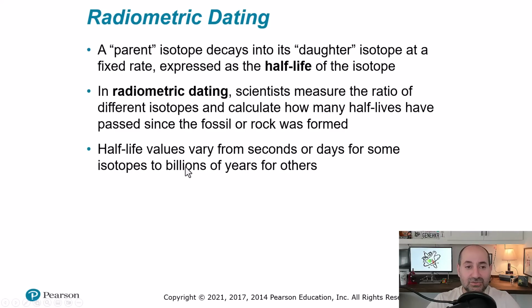And scientists use this knowledge of half-lives to do radiometric dating, where scientists measure the ratio of different isotopes and calculate how many half-lives have passed since the particular fossil or rock was formed. This can allow you to date fossils and say, well, this fossil is about 500,000 years old, whereas this fossil is 12 million years old, etc., etc.